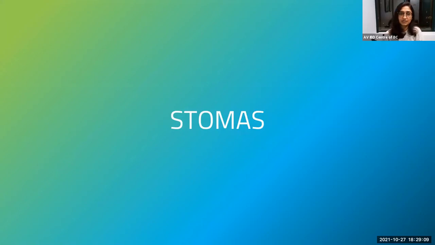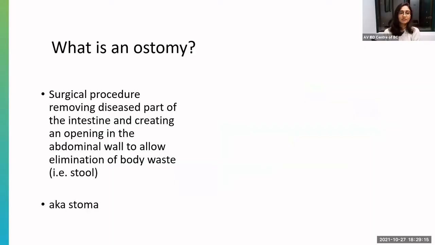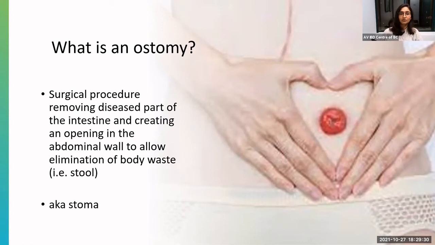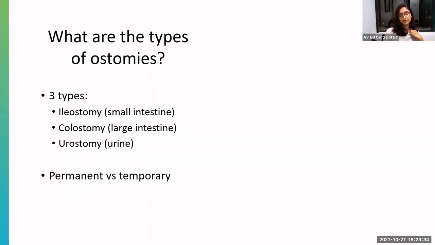Next, we'll briefly speak about the different types of stomas that our patients with inflammatory bowel disease might have. So what is a stoma or an ostomy? It's actually a surgical procedure where we remove a segment of the diseased bowel, so either the colon or the intestine, and we create an opening in the abdominal wall to allow elimination of stool. There are 3 different types of stomas.